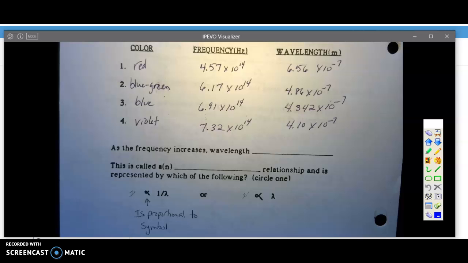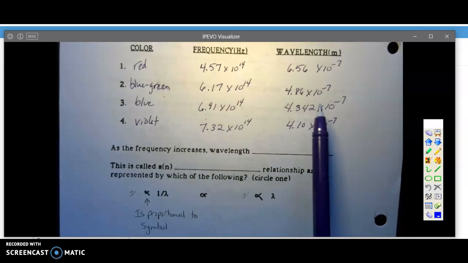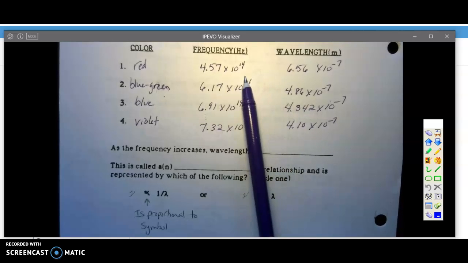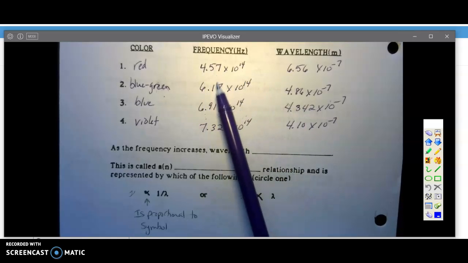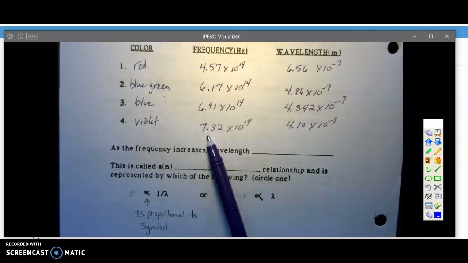All right, the next part of the worksheet that we're going to look at is dealing with summarizing the data from the first 4 questions. So what I did is filled in the summary chart for you. So what you're looking at is the trend. As your frequency goes up, you'll see all of these are 10 to the 14th, so you just have to look at the m value, or the number in front of the times 10.